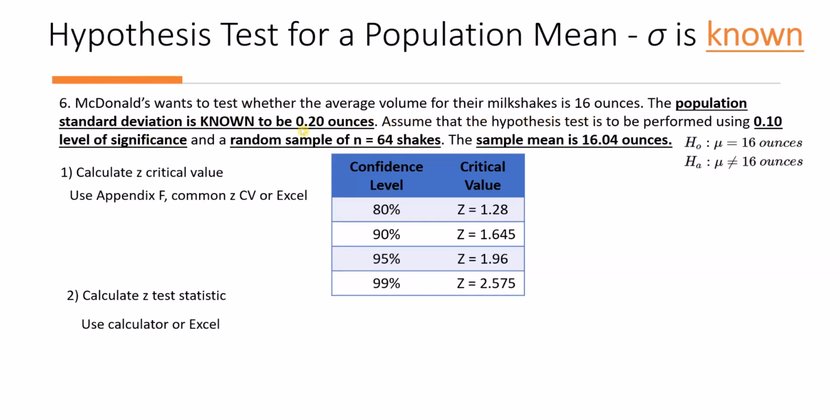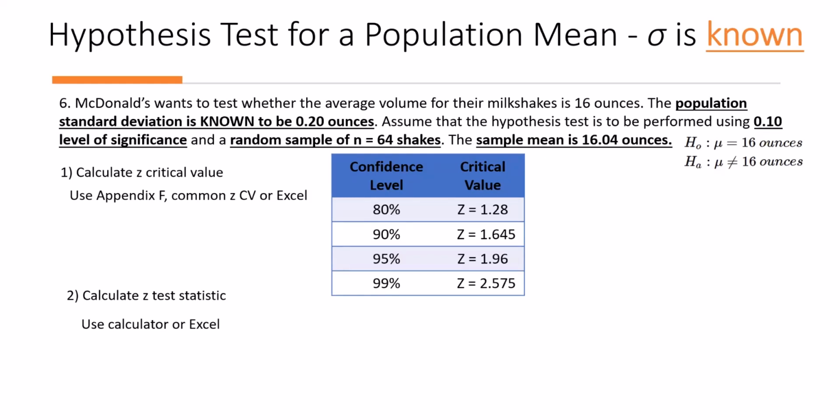So question 6: McDonald's wants to test whether the average volume for their milkshakes is 16 ounces. The population standard deviation is known to be 0.20 ounces. Assume that the hypothesis test is to be performed using a 0.10 level of significance, or alpha. They took a random sample of 64 shakes, measured the size of the milkshakes, and the sample mean was 16.04 ounces.